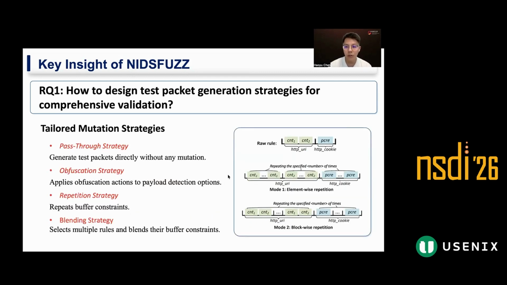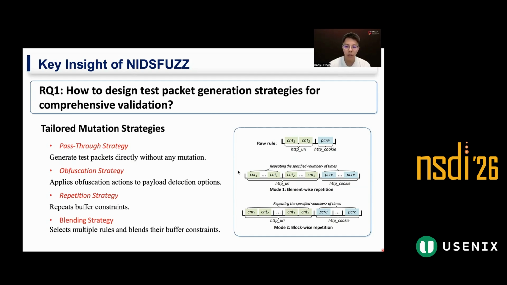However, simply generating packets that match the original rule is not enough. To uncover issues, we need mutation. We designed 4 tailored mutation strategies, with each targeting a different class of potential rule enforcement issue. The first is the pass-through strategy. It simply translates the rule into a packet without any mutation. This sets a baseline. A rule should at least be triggered by its own unmutated traffic.